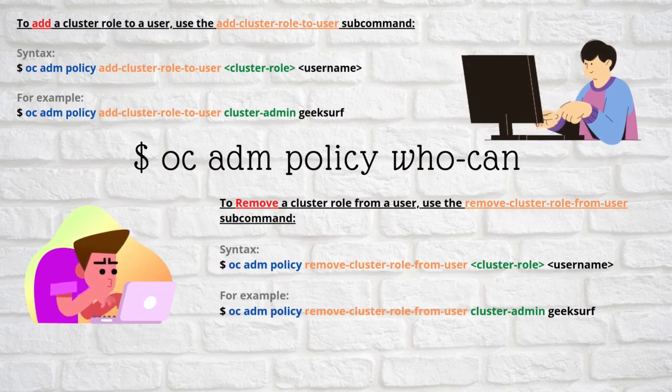To remove a cluster role from a user, use the remove-cluster-role-from-user subcommand. Here in the example, you can see that with the subcommand remove-cluster-role-from-user, we are removing the cluster-admin role from the Github user. There is one more useful command, oadm policy who-can, which determines if a user can execute an action on a resource. Let me know the examples of this command in the comment section.